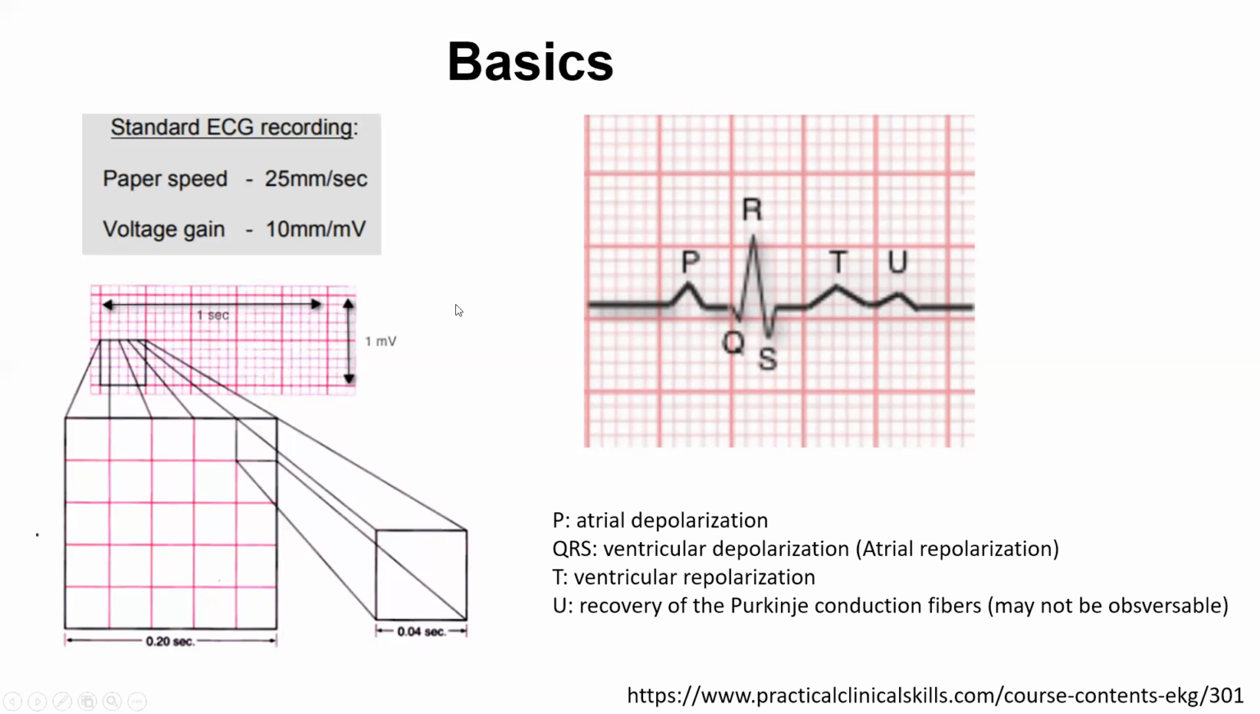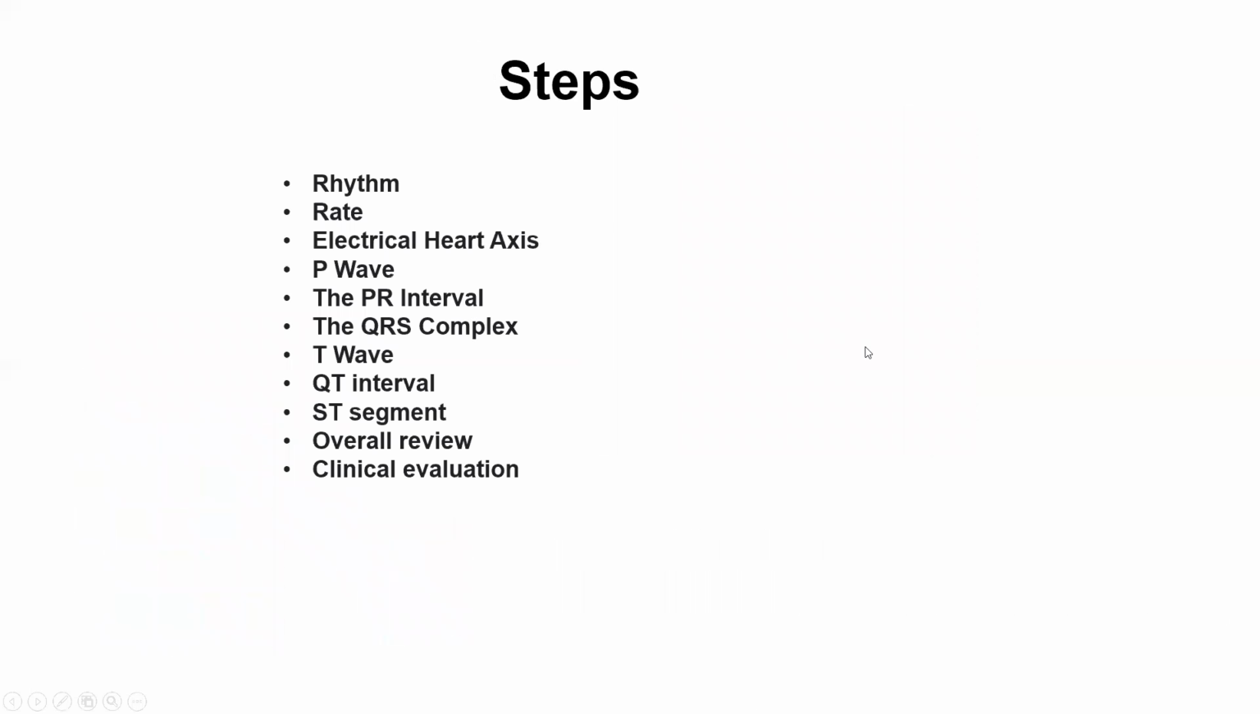After knowing this, the next very important thing in this topic is how to interpret the EKG step by step. As I mentioned, here I give you 11 steps. The first step is to know the rhythm of the EKG, followed by the heart rate, electric heart axis, P wave, PR interval, QRS complex, T wave, QT interval, ST segment, an overall review of the EKG, and last but not least, the clinical evaluation.